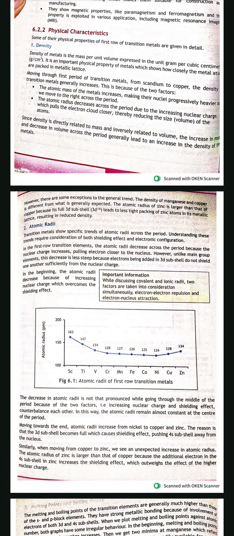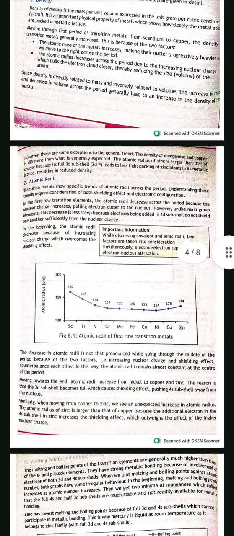Density. The density of a metal is mass per unit volume, so it's an important physical property. Moving through the first period of transition metals from scandium to copper, the density of transition metals generally increases. This is because of two factors: the atomic mass of the metals is increasing and the atomic radius decreases, so there is a strong pull of the nucleus. Since density is directly related to mass and inversely related to volume, the increase in mass and decrease in volume across the period generally lead to an increase in density.